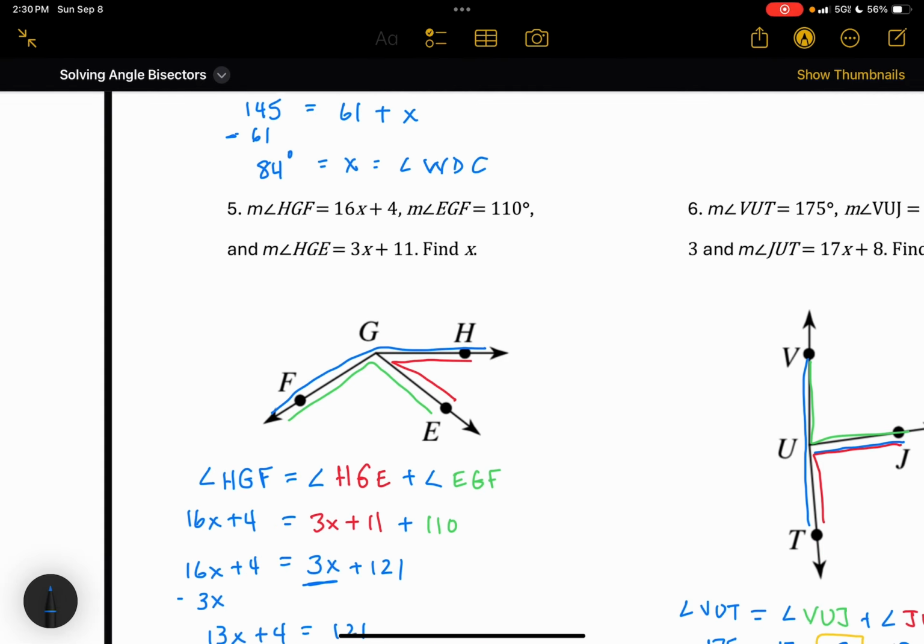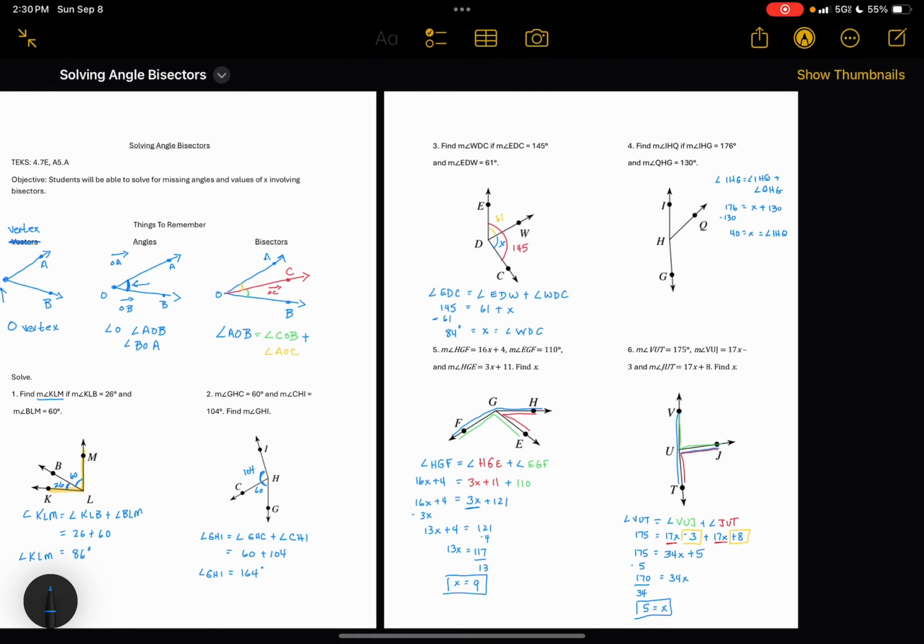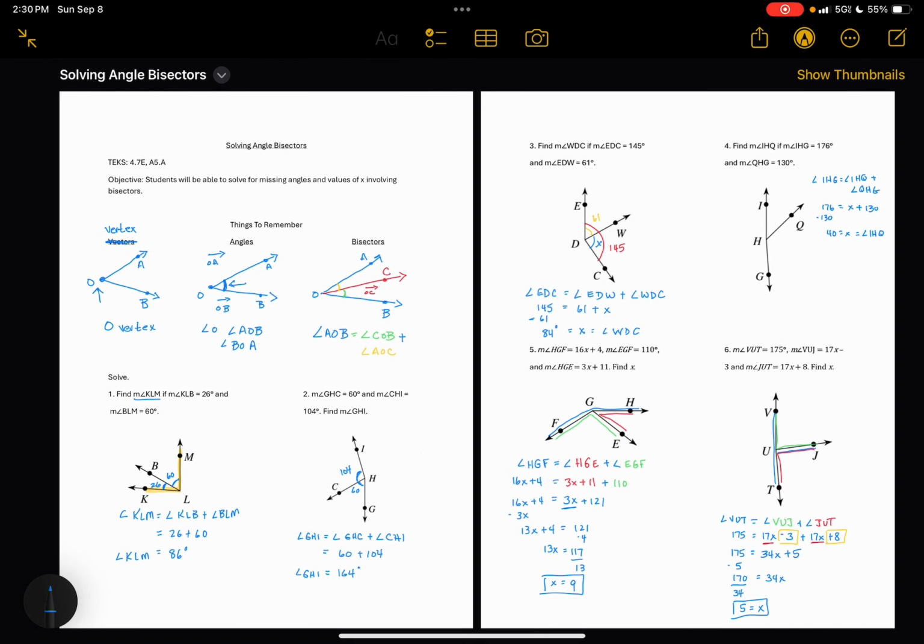All right, so we started out over on the right here with vertex, angles, and bisectors. We identified what vertex are, we identified how we name angles, how they're made up, and then we looked at what bisectors were. Bisectors are going to be the total angle at AOB plus AOC plus COB. Together that gives me AOB.